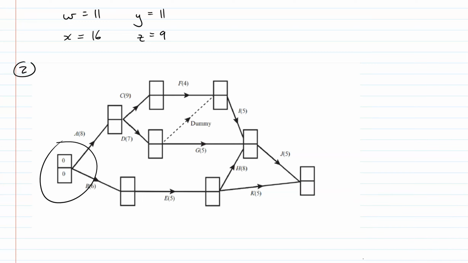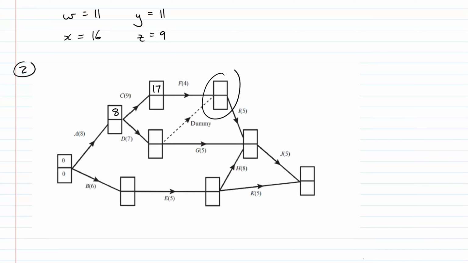So we start here. We're doing early event times first. So this box here has only got one activity before A. So we just do early event plus duration. We get 8 here. Okay, and we can pick either way we go. It doesn't matter here. This one has only got one before it, which is C. 8 plus 9 is 17. So we can fill the 17 in here.